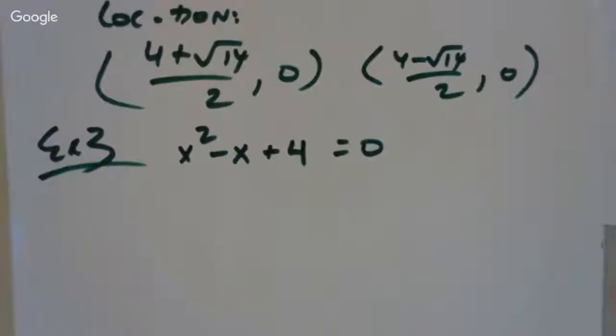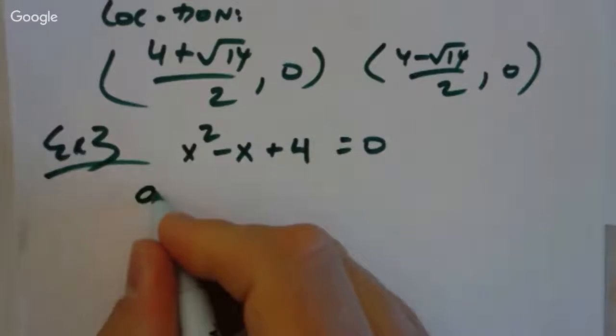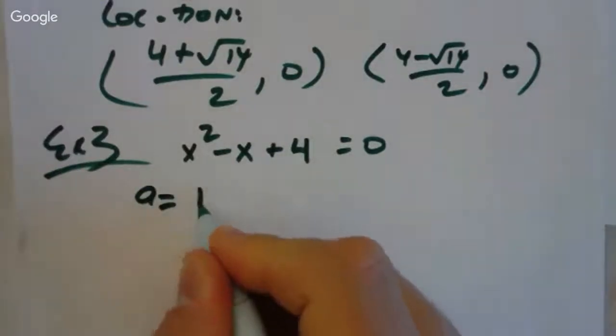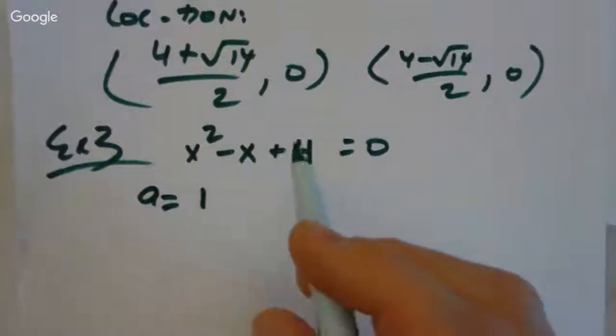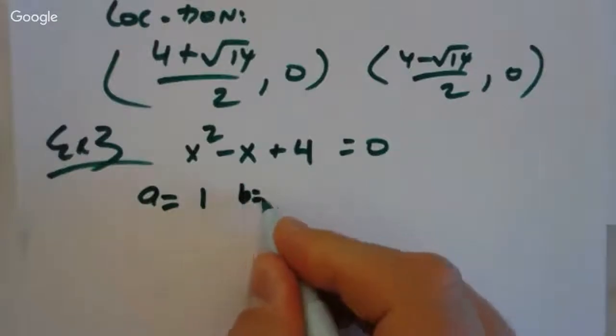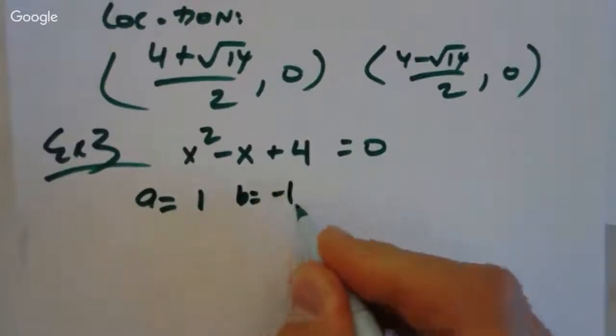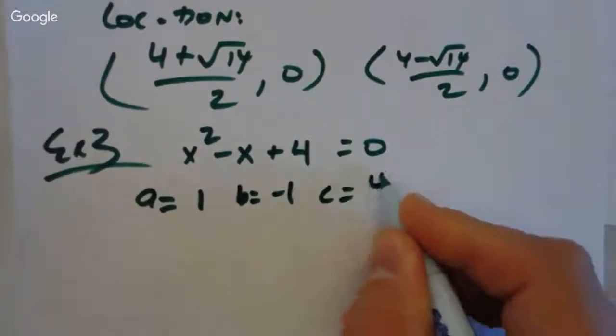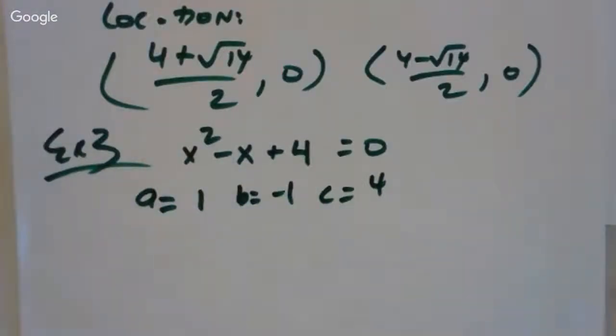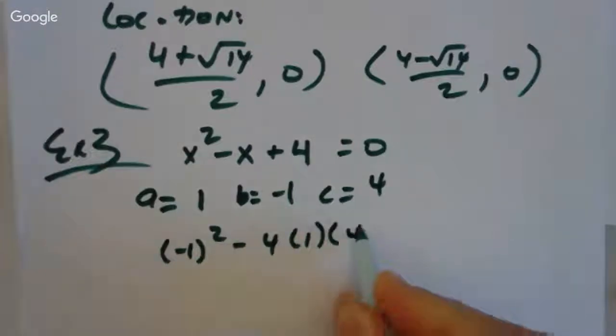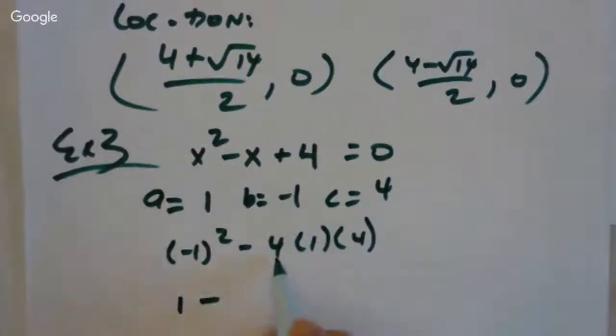All right, questions. Let's call on some victims here. Who hasn't talked yet today? Sydney, what's A equal to? 1. Avery, what's B equal to? Tyler, what's C equal to? 4. So I plug that in. I do the discriminant first. So B squared minus 4 times A times C. 1 squared is 1. 4 times 4 is 16. That gives me negative 15.